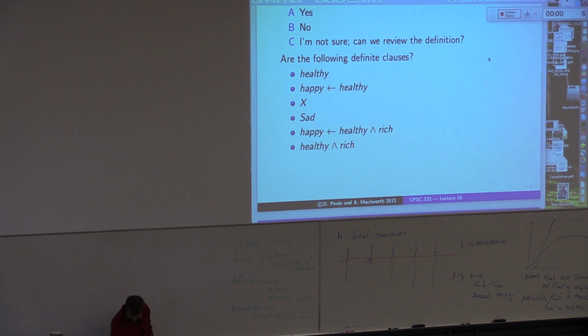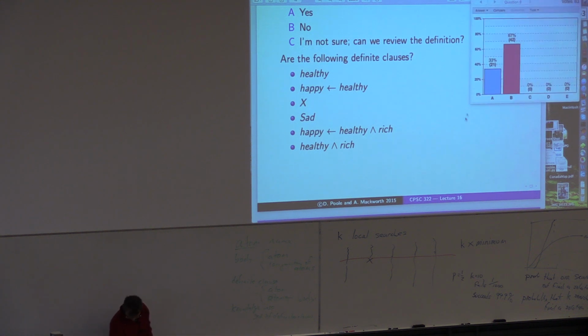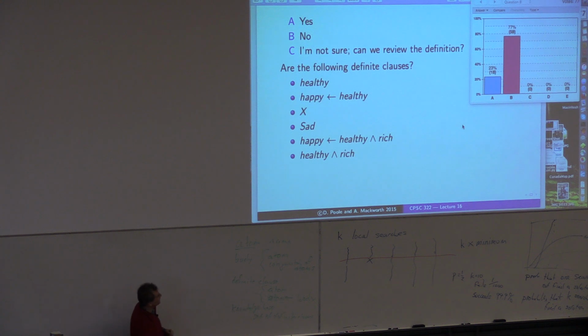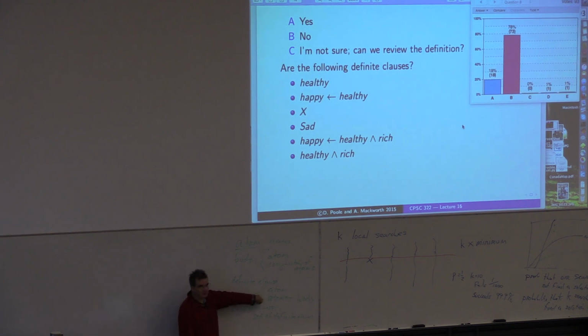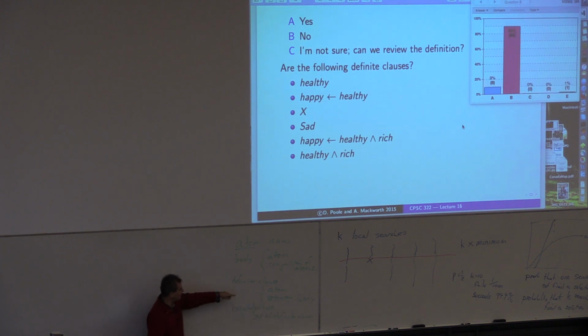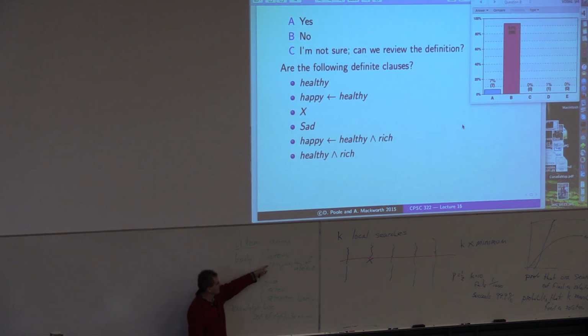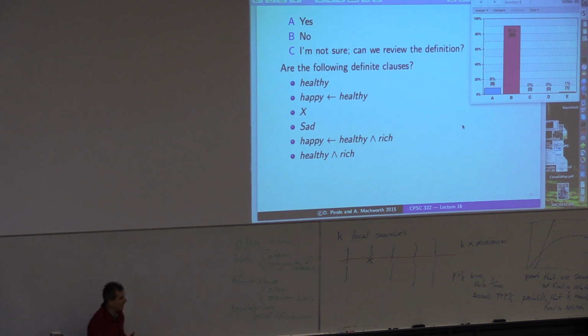What about healthy and rich? Is that a definite clause? Let's see how peer pressure is getting us. It could be wrong, you know. Is it an atom or an atom if body? It's not a definite clause, right? This might be a body, but it's not a definite clause. We can't write just healthy and rich. We're not allowed to write that in this language.